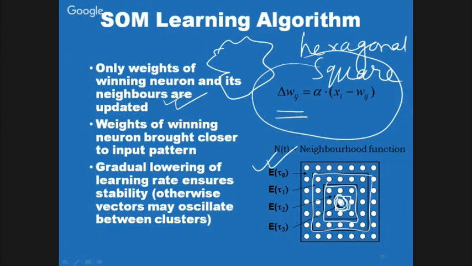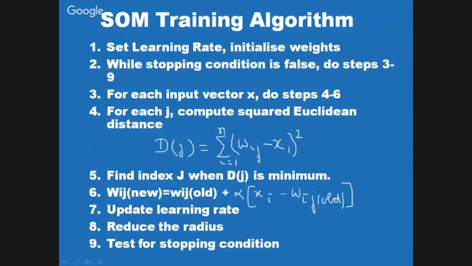That was our aim. Now to find that out, the training algorithm says that you have to set the learning rate and you have to set the weights. First of all, you have to initialize the weights, or you have to set the learning rate. Then a stopping condition: we have to find out what the stopping condition should be.